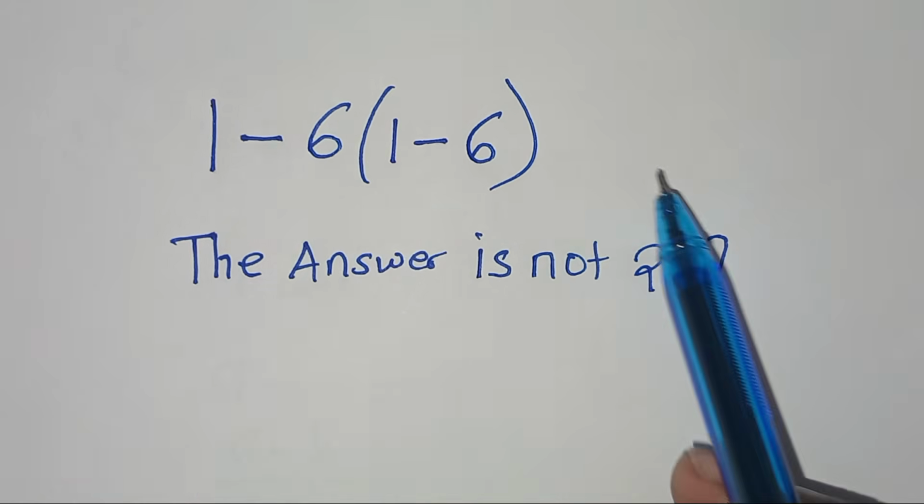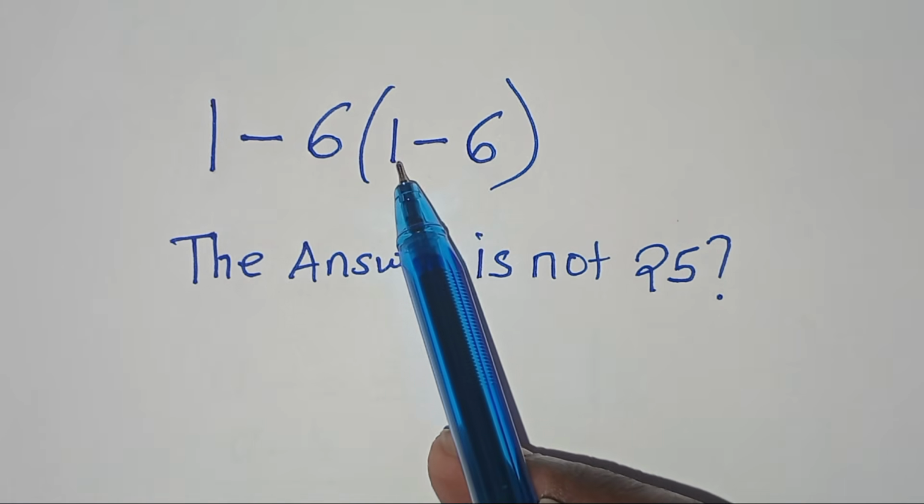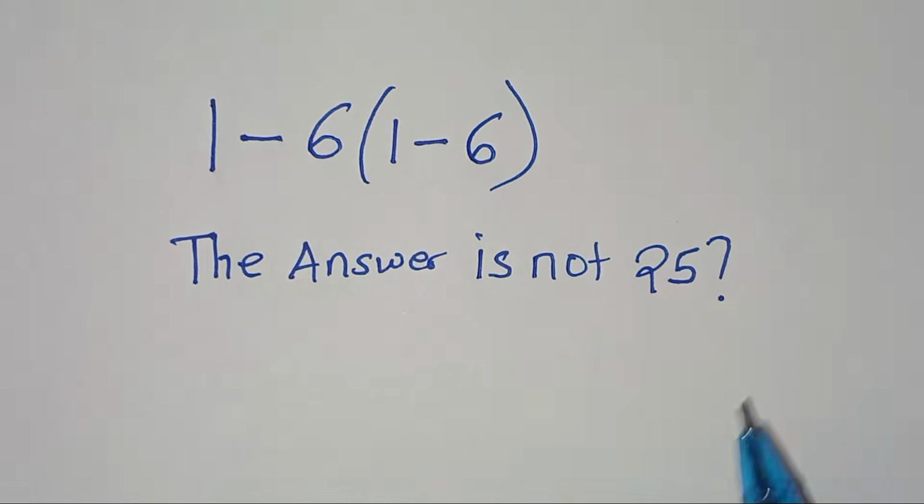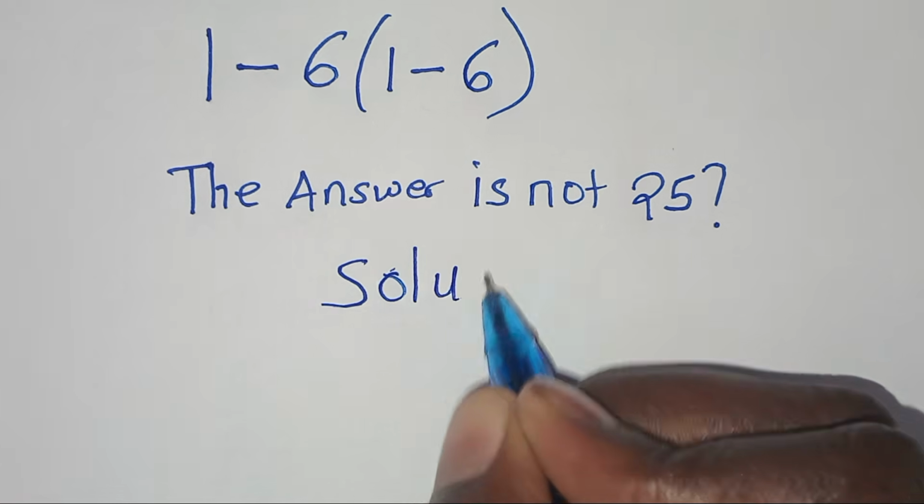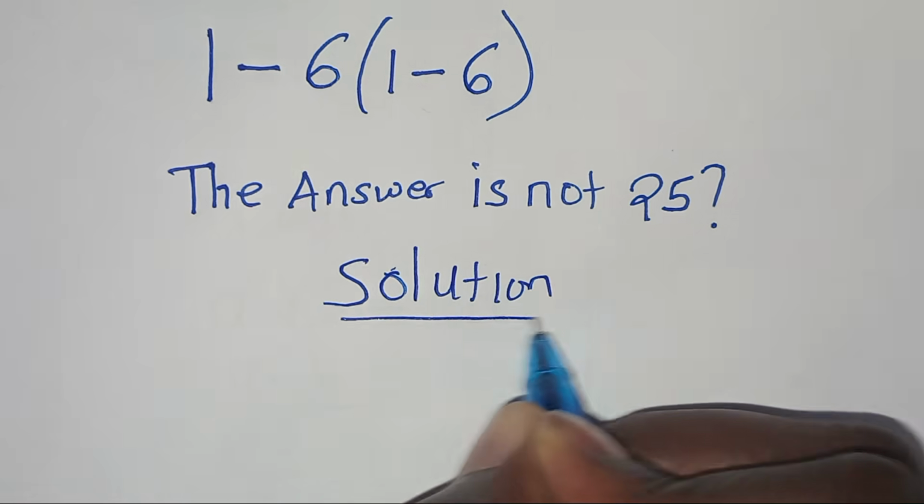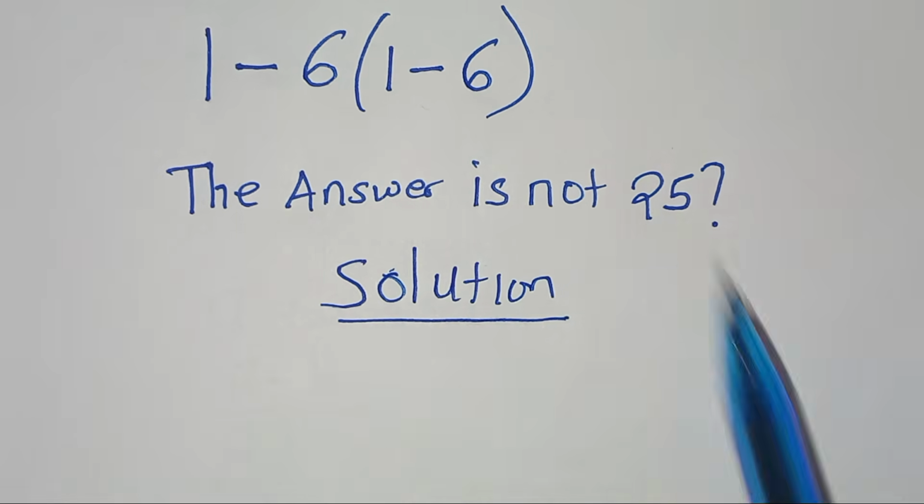This is the order of operation problem, which is 1 minus 6 times the parentheses, 1 minus 6. So let's provide a solution from here. And you find that the answer to this problem is not equal to 25.